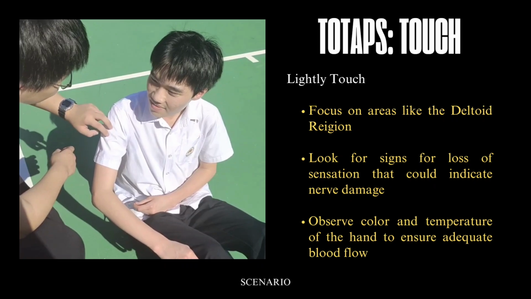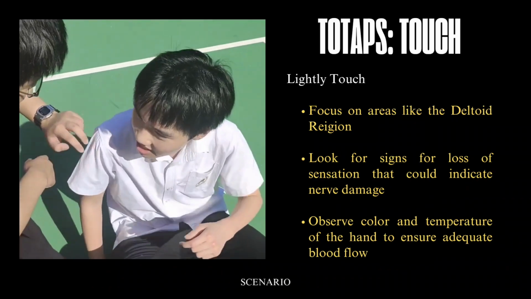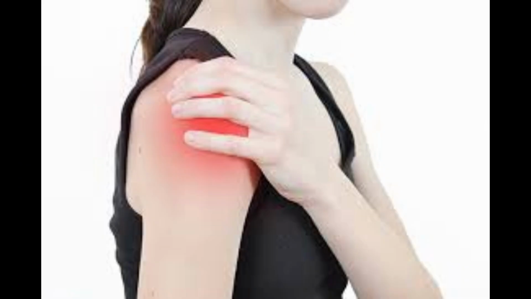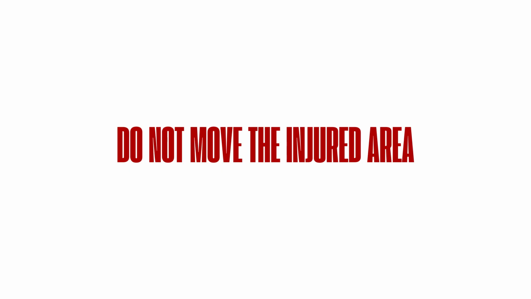If you detect any signs of nerve or vascular compromise, such as numbness, tingling, or discoloration, immediate medical attention is required. It is important to note that you should not perform active or passive movement of the shoulder, as doing so may risk further injury to the joint, surrounding ligaments, or nerves.